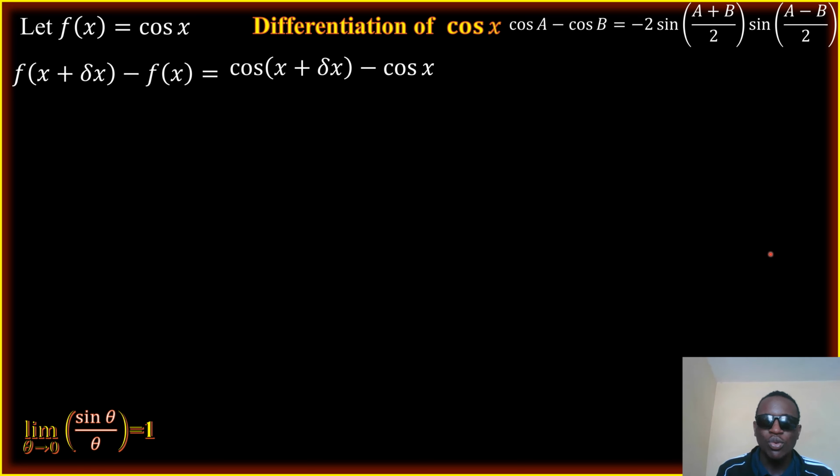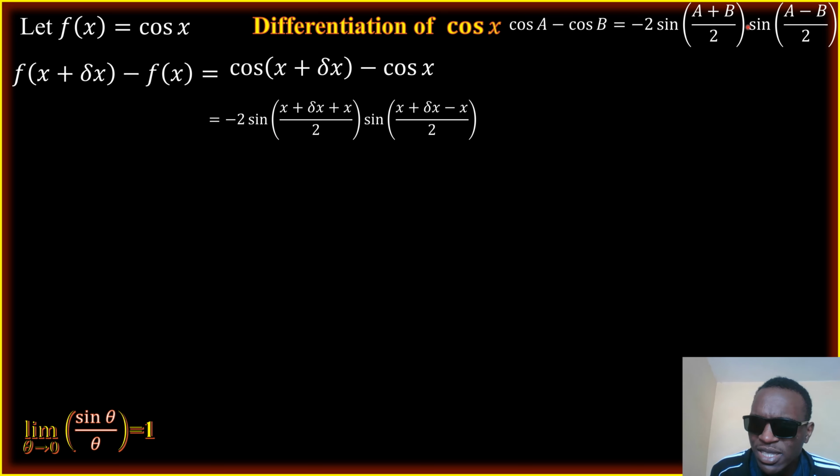A and B respectively in their respective positions. So doing that we'll have this expression. You just copy everything the way you see it. What is A? A is x plus delta x, and B is just x, so (A plus B) divided by 2. Then we have sine of (A minus B) over 2. So I have this sine. A is x plus delta x minus my B. My B is x, so minus x. Everything is divided by 2.